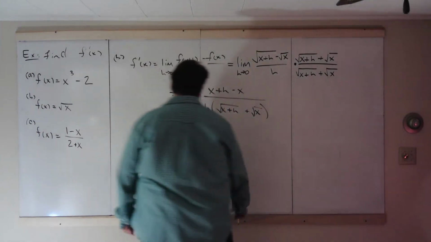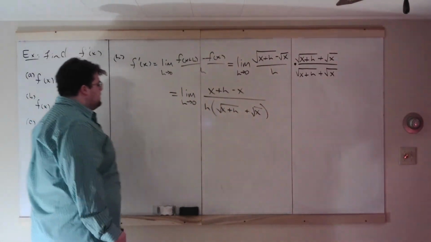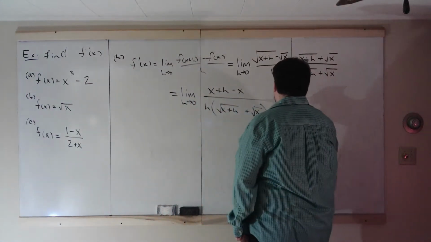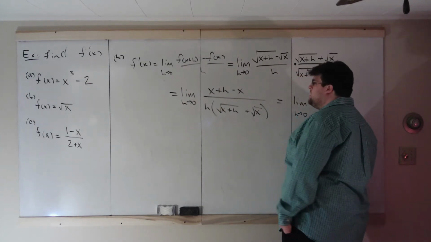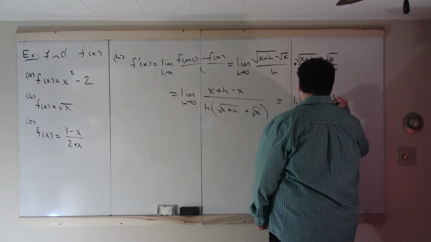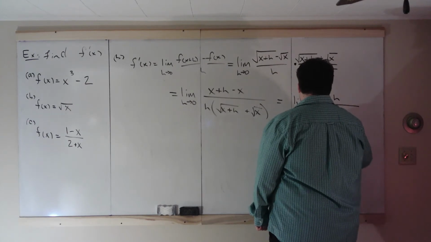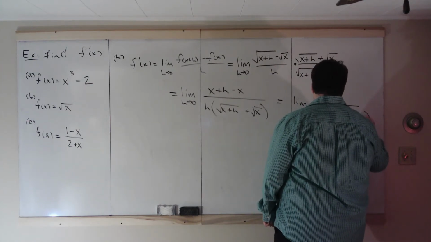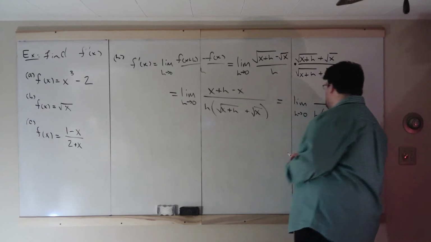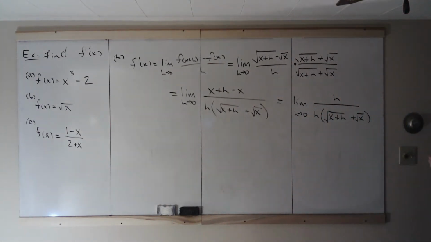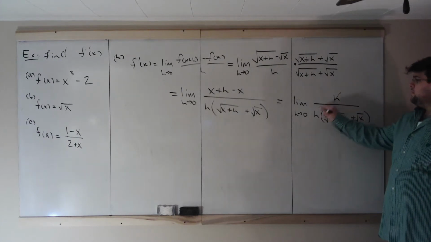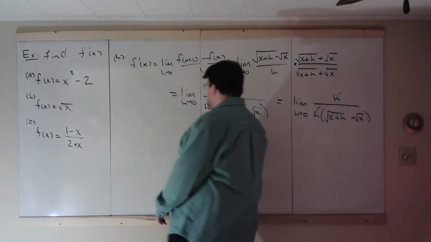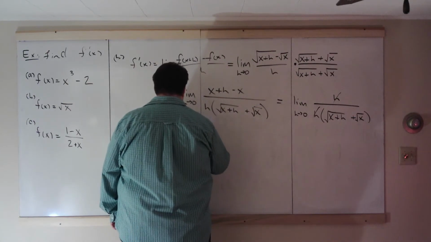Well, did that help us? I don't know. Did it? If you let h equal 0, you're still going to get a 0 over 0. But notice in the numerator, x and negative x make 0, so you're left with just h on the top. And now, look at what you have. You have an h here and an h here. So those cancel. h divided by h is 1.